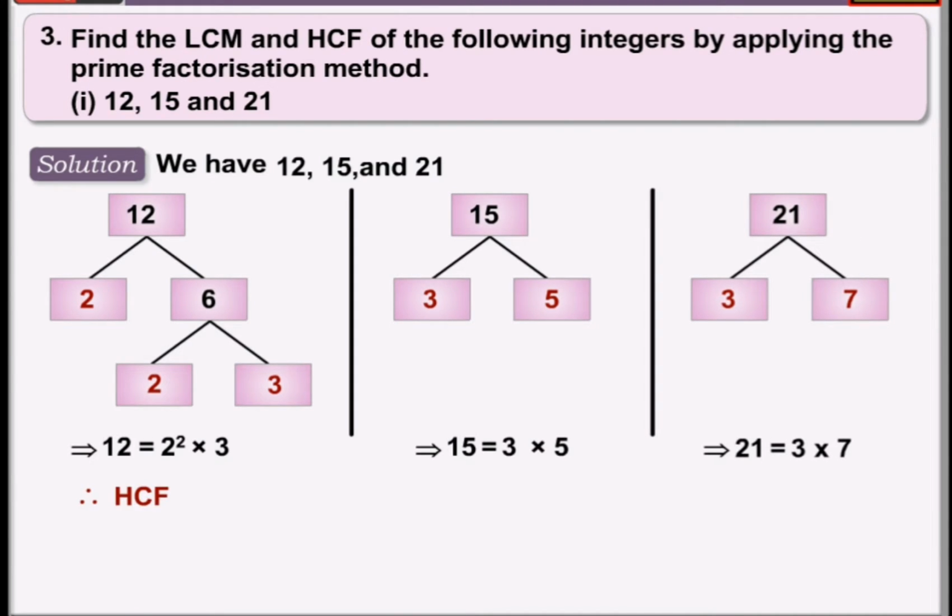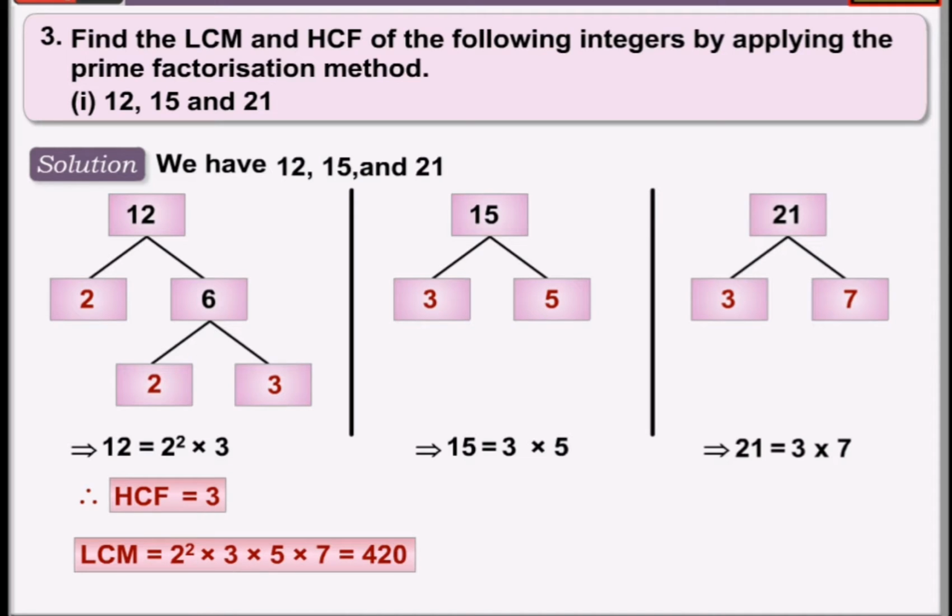Now the highest common factor is 3. LCM would be 2 square into 3 into 5 into 7, that is 420.